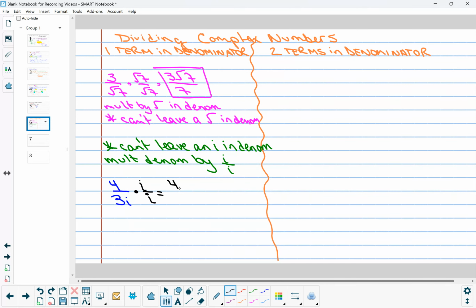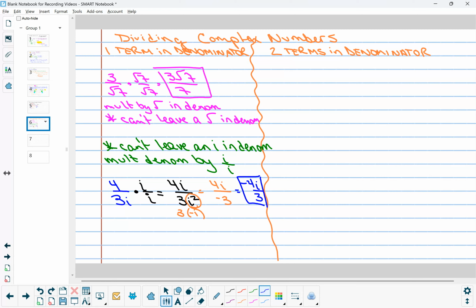And we're going to get 4i over 3i squared. Well, remember that i squared becomes a -1. So this is 3 times -1. So this is now 4i over -3. And that -3 can't go in your denominator. So it can either go in front or up here. So we'd have -4i over 3. Super easy to do. That's all you've got to do with that.